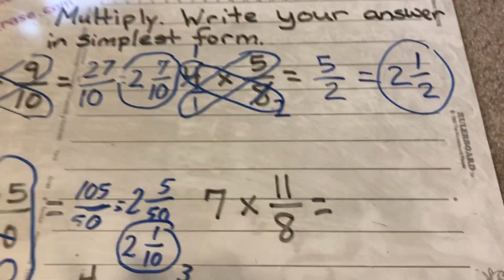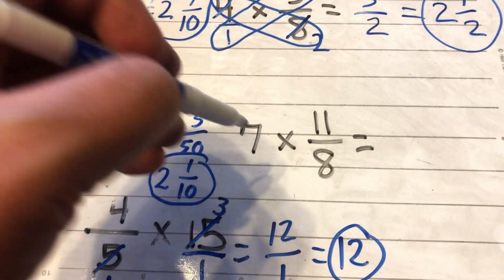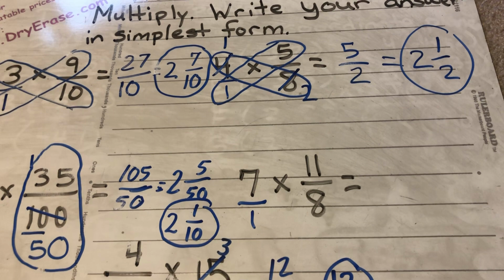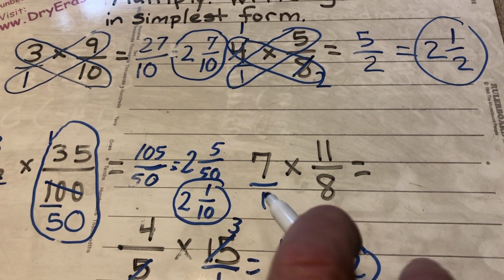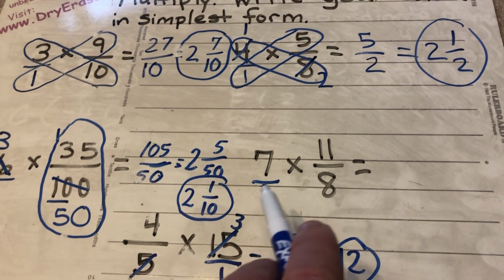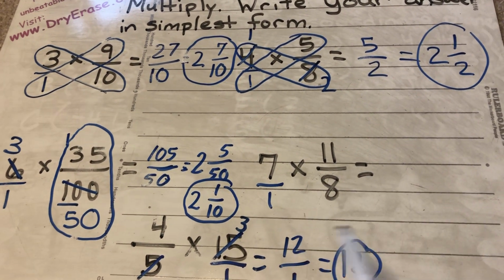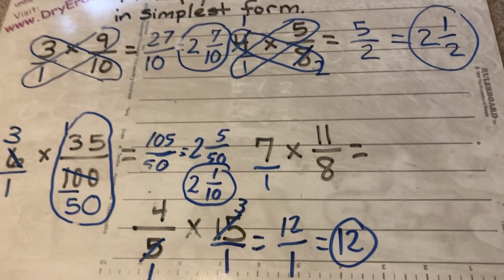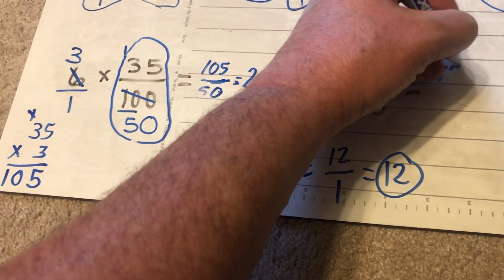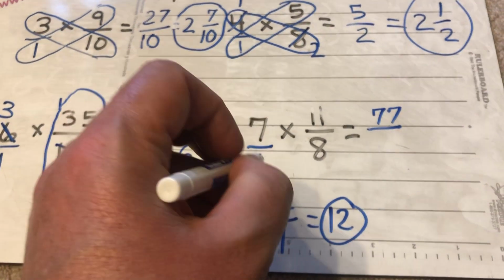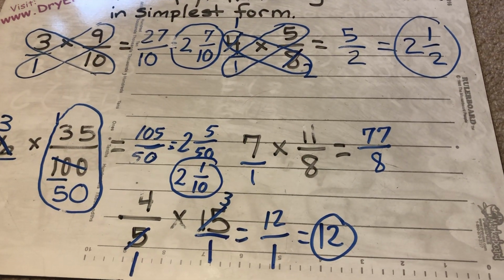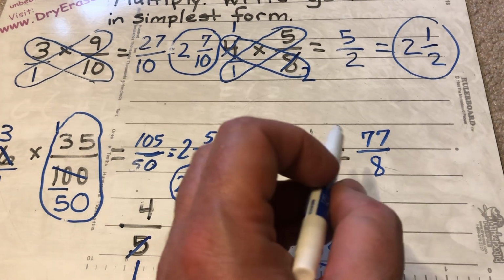Last one before we talk about the second part, 7 times 11 over 8. Well, my 7 is going to become 7 over 1, okay? And so I'm thinking about cross-checking. Nothing besides 1 can go into both 7 and 8. Nothing besides 1 can go into both 1 and 11. So I cannot make those any smaller. So I'm thinking, well, 7 times 11. 7 times 11 is 77. And 1 times 8 is 8.